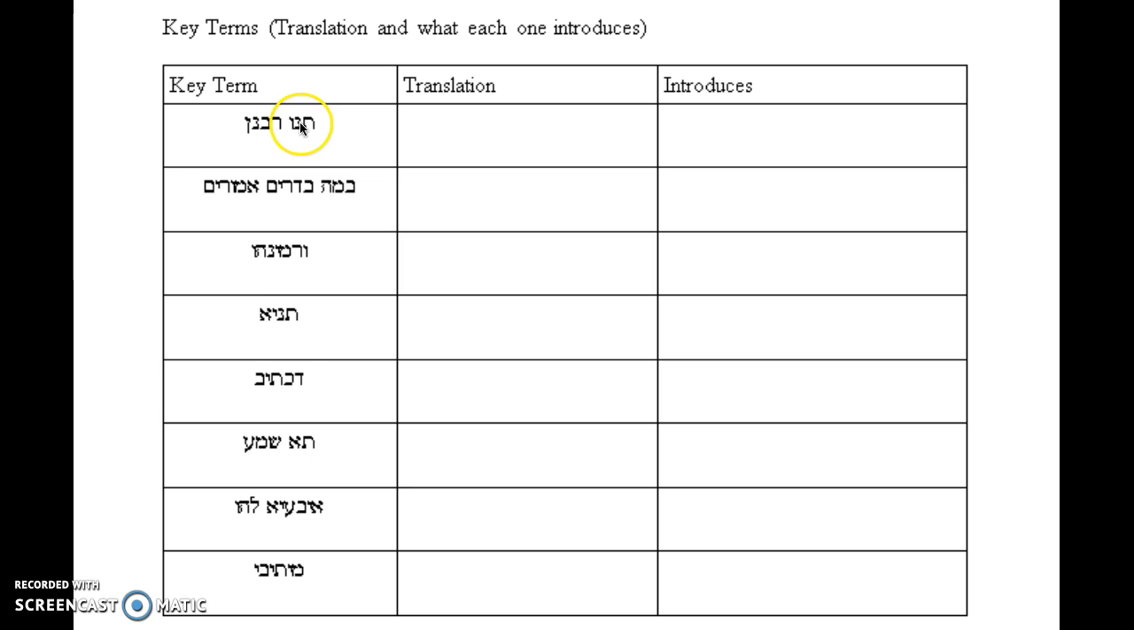So Tanu Rabbanan means the rabbis have learned. Whenever you see a Tanu Rabbanan, that introduces a Braita.